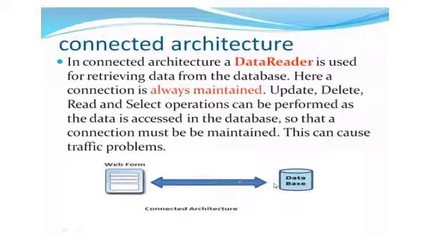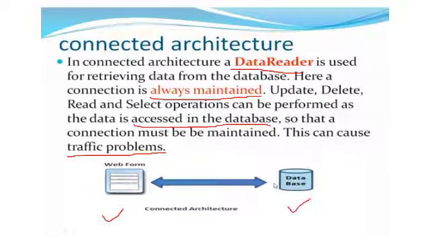Connected architecture. In connected architecture, as we know, the data reader is used to retrieve data from the database. Here the connection is always maintained, so there is no need to reconnect. You just do the update, delete, read, and selection operations as data is accessed in the database. It is a continuous connection that must be maintained. This can cause traffic problems. The problem is traffic, that means your form is always connected with your database. So security issues may happen, and it may take more time.